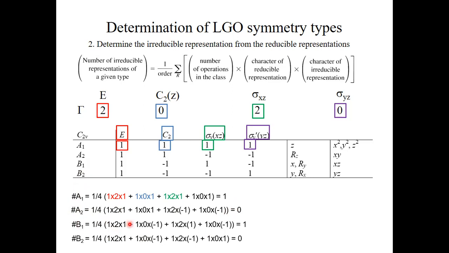For B1, we'll find that we have the result 1. That means that our second ligand group orbital that we're looking for has the symmetry type B1. So the number of B2s must naturally be 0, because we already found our two ligand group orbitals. So that means that our reducible representation is the sum of one A1 irreducible representation and one B1 irreducible representation, and that the two ligand group orbitals have A1 and B1 symmetry respectively.